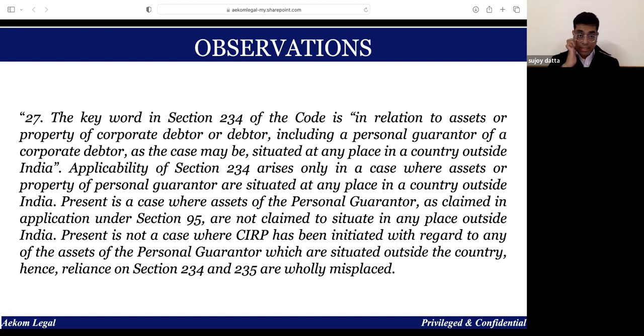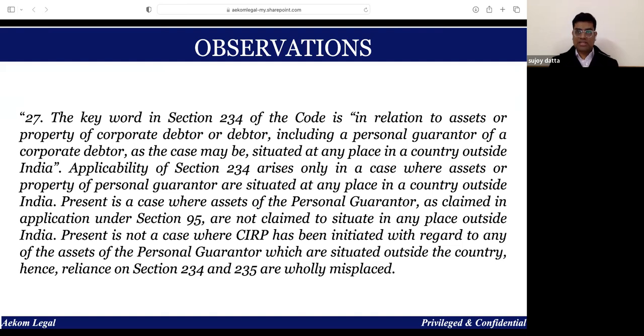So the applicability of such a section would only be where the assets or the property of the personal guarantor are situated in a country outside of India. Because naturally, then to attach those assets or to take those assets into custody, you would need to have some arrangement with that foreign country.